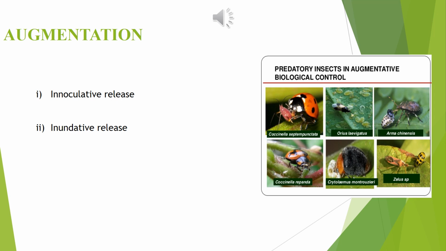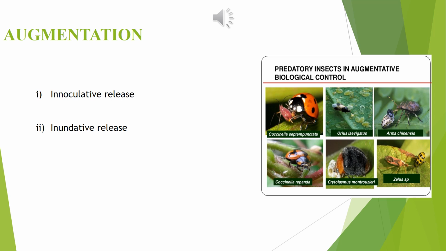This supplemental release is done in two different ways. Number one, inoculative release. In this, a small number of the control agents are released at intervals to allow them to reproduce in the hope of setting up longer-term control and thus keeping the pest down to a low level, constituting prevention rather than cure.